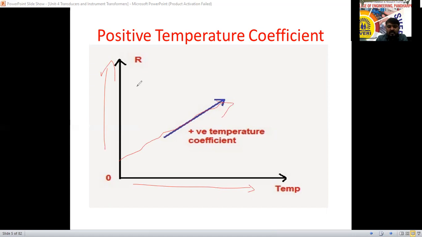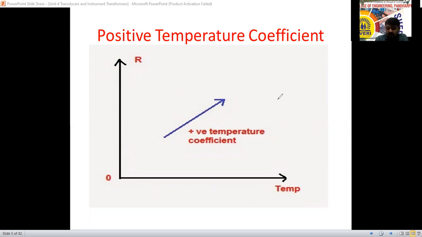increasing. Initially the resistance is low here, then as temperature increases it becomes higher, and higher again. For increasing temperature, the resistance is also increasing. Yes or no? So that type is what we call positive temperature coefficient. For increasing temperature, resistance is also increasing. That is called positive temperature coefficient.